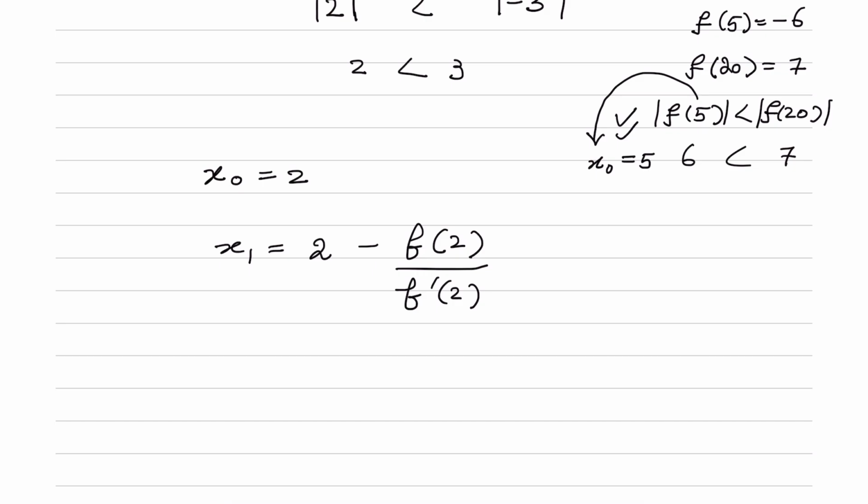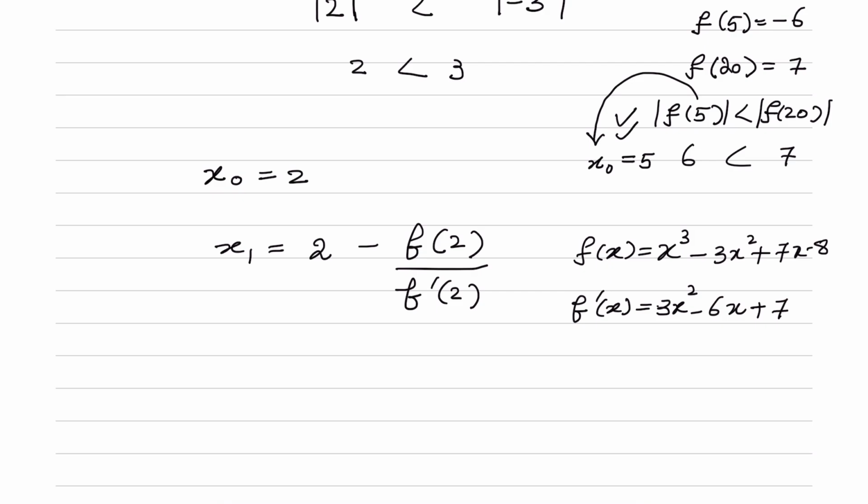Now for this we need the derivative of the function. So we have f of x equal to x cube minus 3x square plus 7x minus 8. So we will find f dash x. By using the power rule, we got the derivative of function f of x as f dash x, which is 3x square minus 6x plus 7.